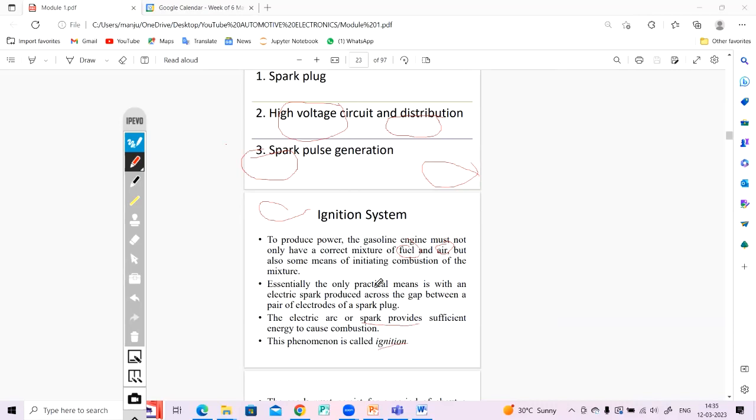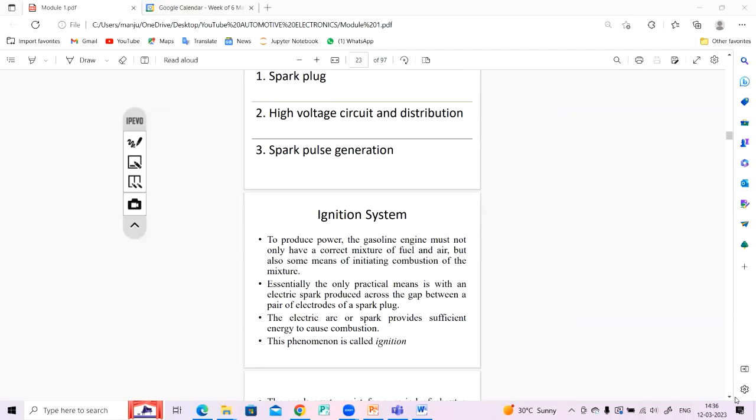The system which provides the correct mixture of fuel and air along with sufficient energy to cause combustion, and which maintains the gap between the pair of electrodes in order to control the system with respect to ignition, we call the ignition system.